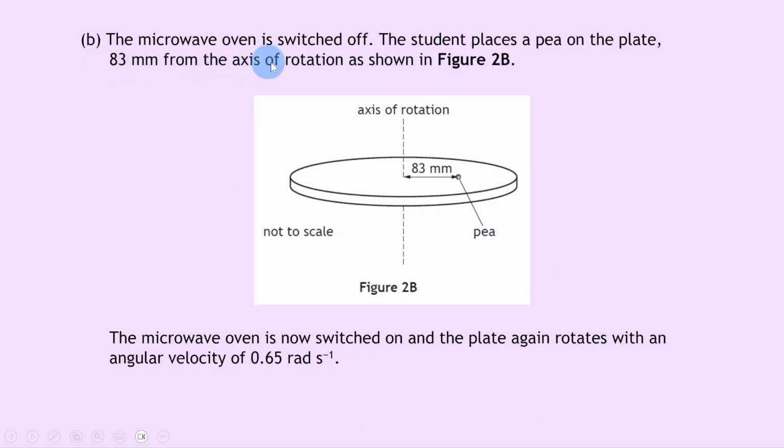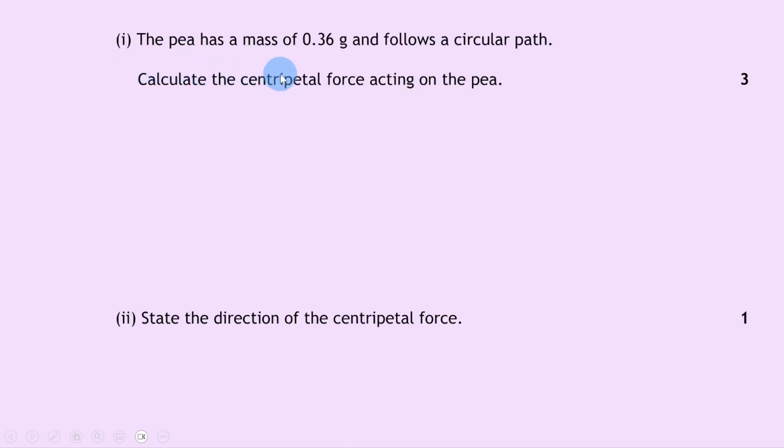Part B says the microwave oven is switched off. The student places a P on the plate 83mm from the axis of rotation as shown in figure 2b. So there's the P placed at 83mm from the centre of the plate, which is the axis of rotation. It then says the microwave oven is now switched on and the plate again rotates with an angular velocity of 0.65 radians per second. B part 1 says the P has a mass of 0.36 grams and follows a circular path. Calculate the centripetal force acting on the P.